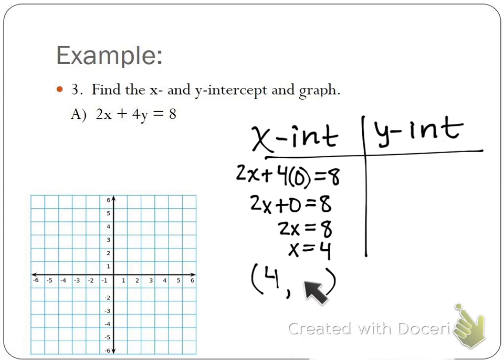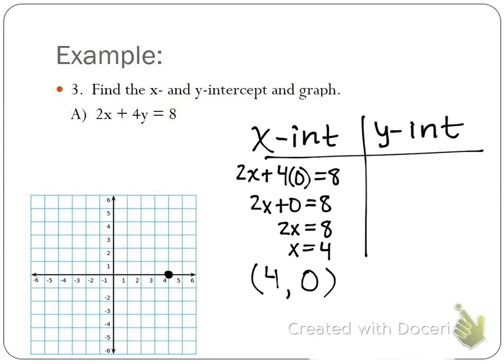And what was my y coordinate? 0. That's what I plugged in for y. So we will treat it as if it is a point. If you want, you can go ahead and graph it. Where's it going to be? 4 to the right. It is on the x-axis.